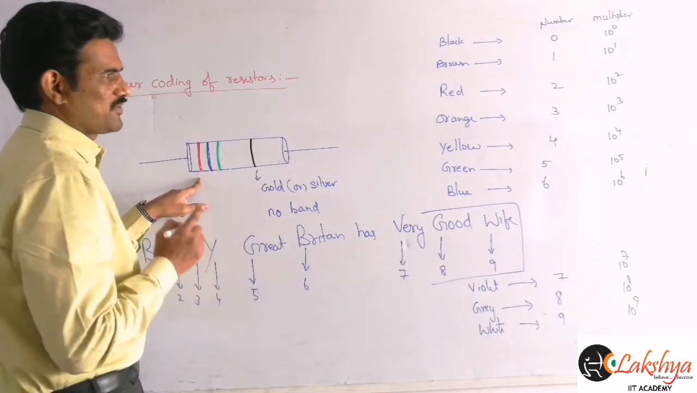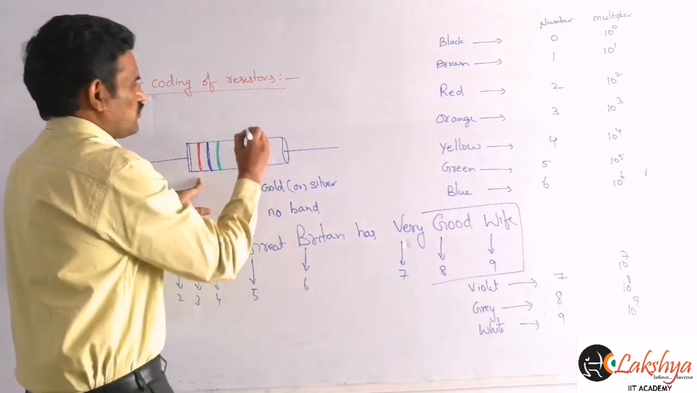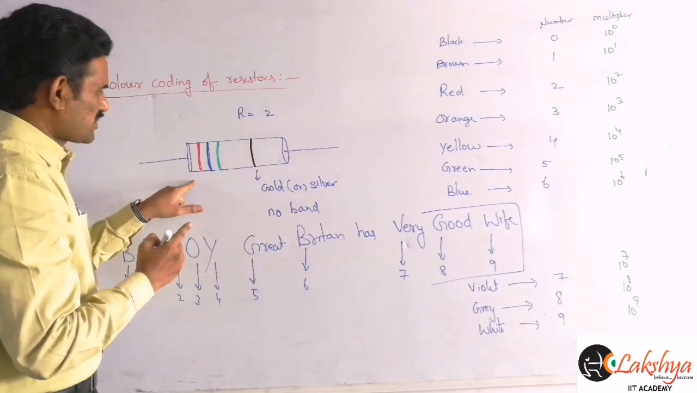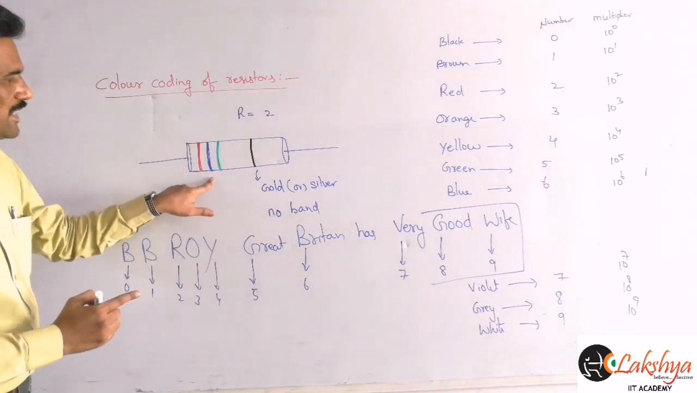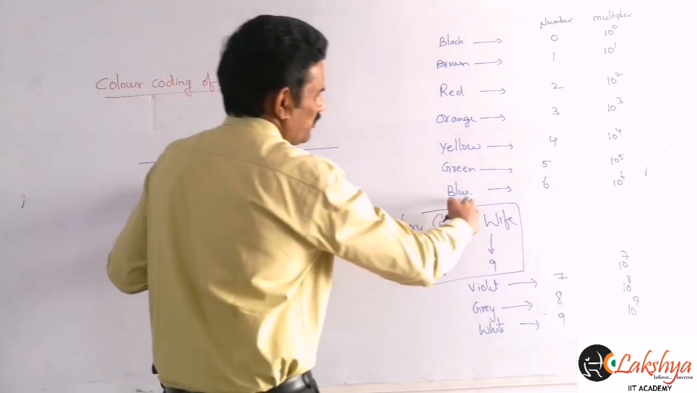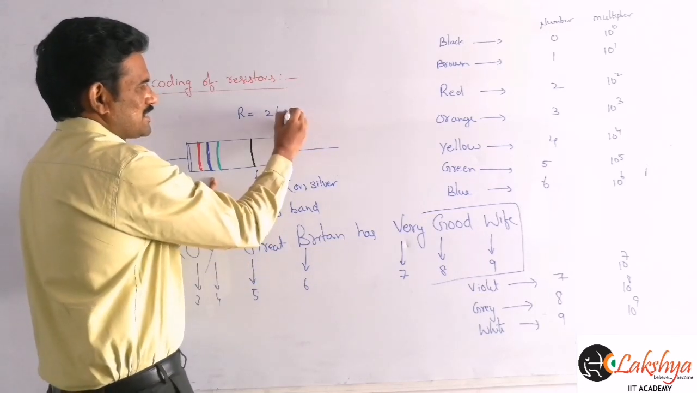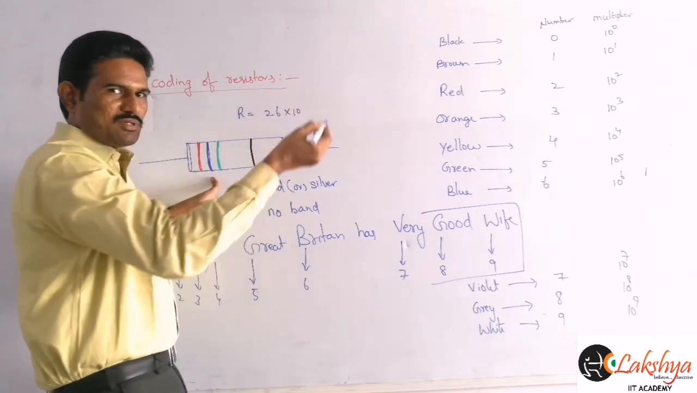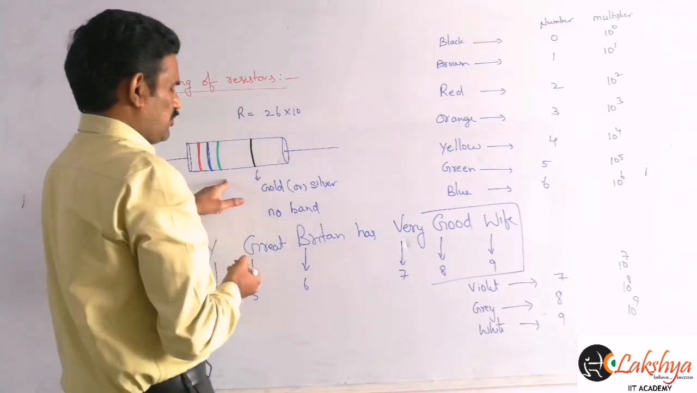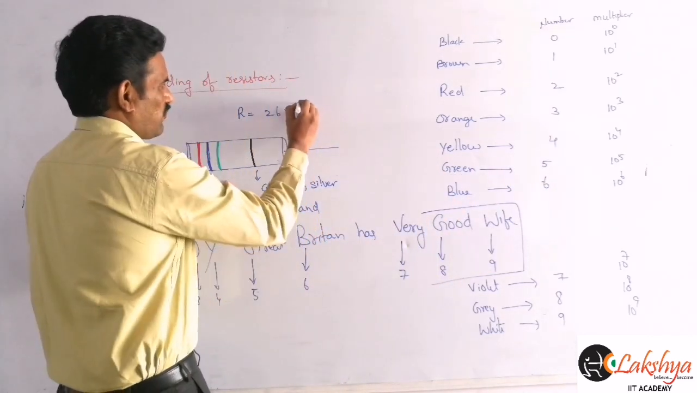The first band is red, so the first significant figure, red means 2. The second band will represent the second significant figure. The second band is blue, so blue means 6. The third band indicates the 10 power value, that multiplier. The third band is green, and green means 5. When it is 5, we write it as 10 power 5.